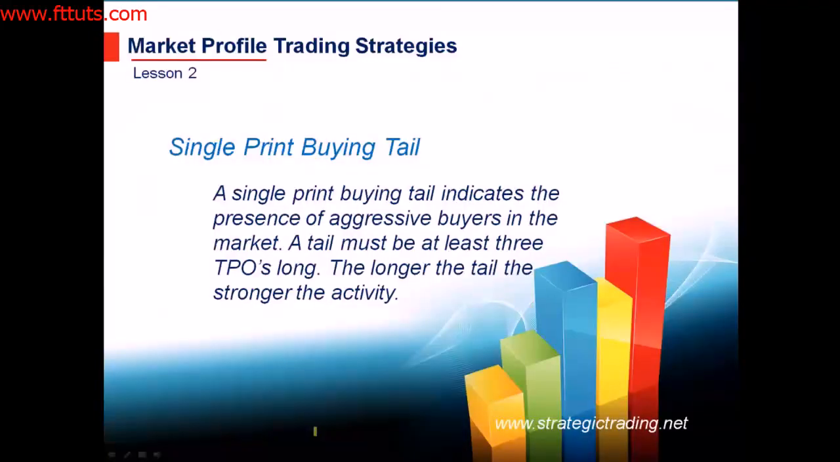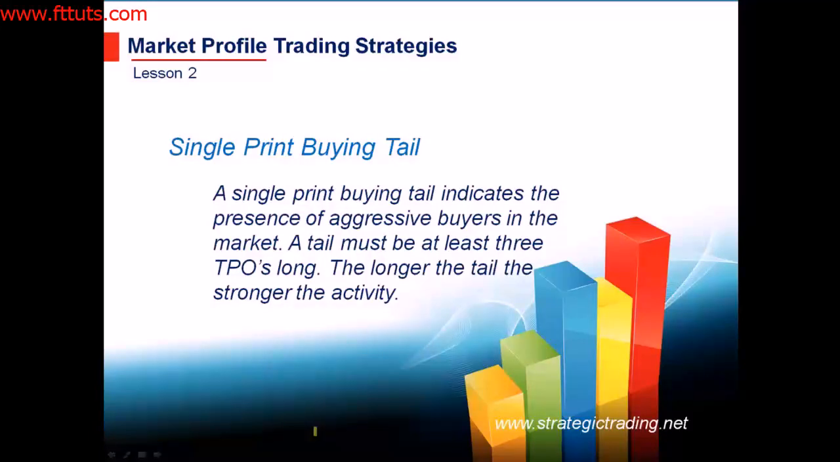All right, another important concept that we want to make sure that we have under our belt in understanding and analyzing a profile chart is the single print buying tail, and in a couple of moments we will also talk about a single print selling tail. A single print buying tail indicates the presence of aggressive buyers in the market. It is important to keep in mind that we don't want to just look at any tail. Our tail needs to be at least 3 TPOs long. And the longer the tail, the stronger the activity.